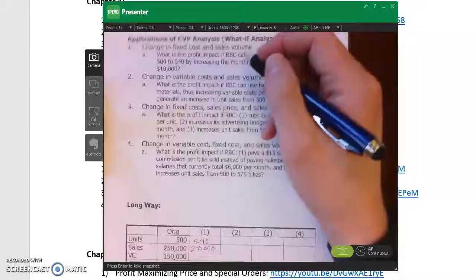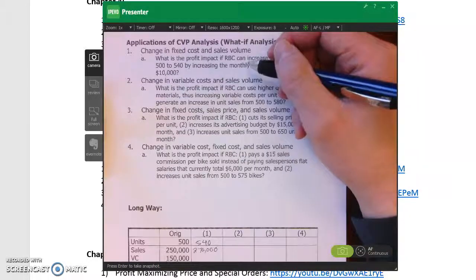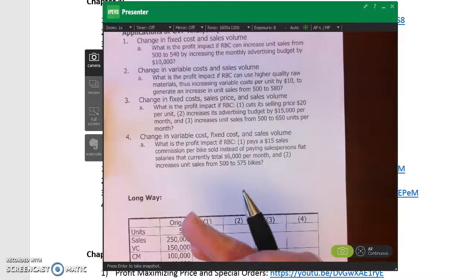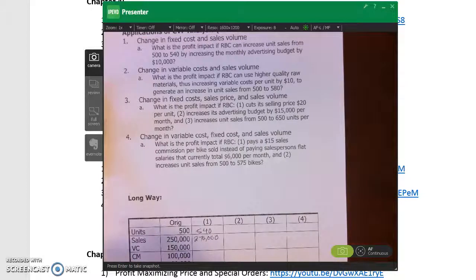I don't see anything up here about my variable expenses changing per unit, so I can still assume that variable expenses per unit have not changed. They stay the same at $300 per unit. And that's what we know, right? Until we're told otherwise, variable cost per unit stay the same. So I take my 300 times my 540, and that gives me 162. Then to get my contribution margin, I subtracted. That gives me my 108.